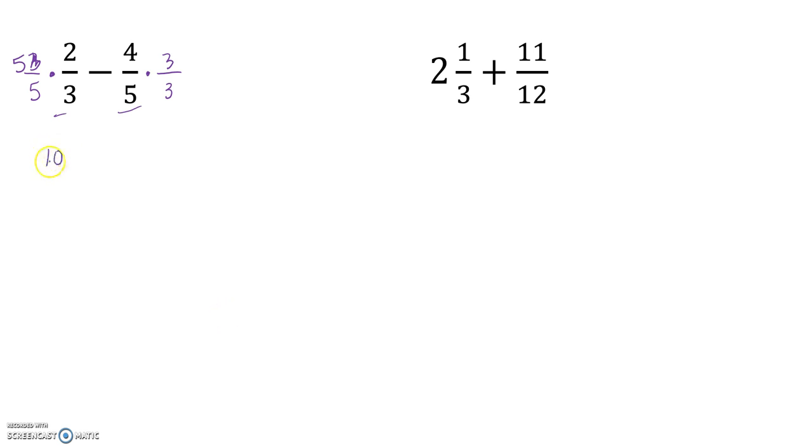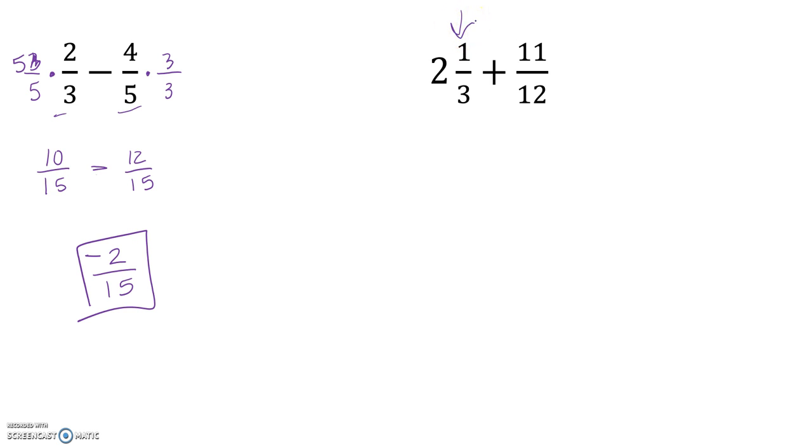So this is 10 over 15, 5 times 2. And I will subtract 12 over 15. So 10 over 15 minus 12 over 15. You simply subtract the tops. So 10 minus 12 is negative 2 over 15. And you're done. This next one is a little bit tricky because it has a mixed number in it.